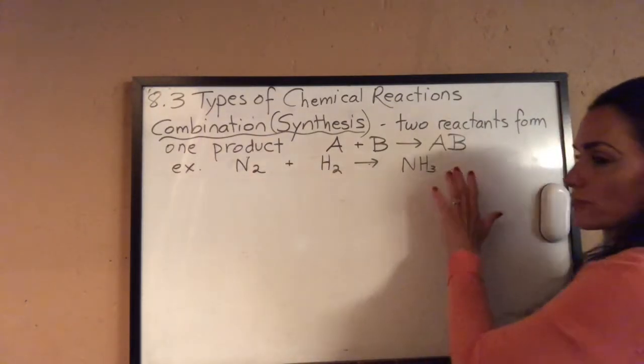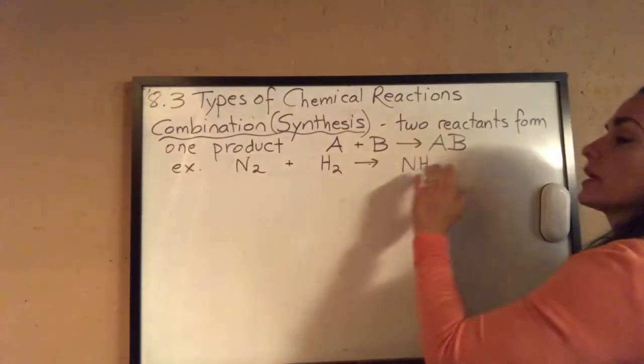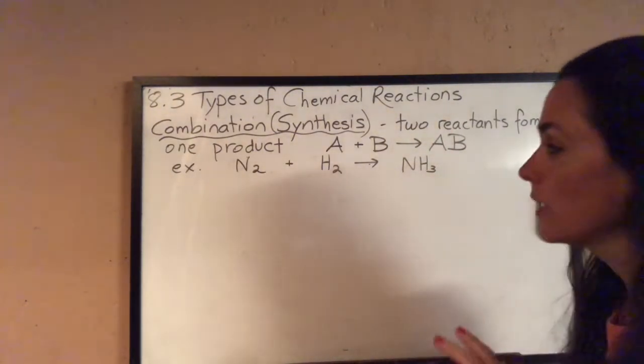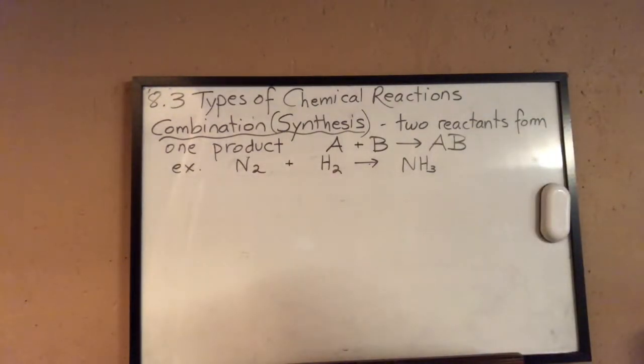Here we have a reaction for the synthesis of ammonia gas. Nitrogen gas combined with hydrogen gas gives ammonia gas. I'm leaving out the states of matter just to simplify the balancing process, okay? Now, let's balance this equation.